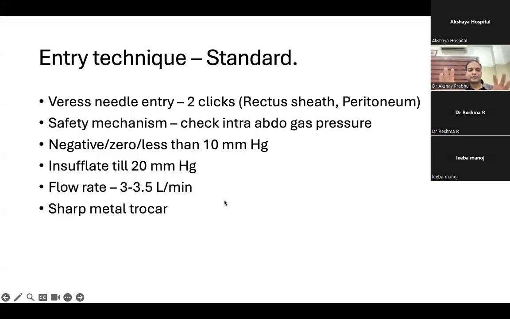Yeah. So another thing is that I always use a sharp metal trocar. A lot of people ask me whether I use the optical trocar, whether I enter under vision. No, I have not done all that.